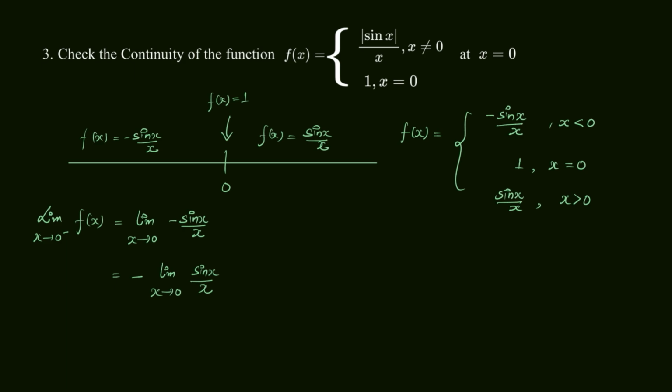Now as you know, from class 11 we have a formula that limit x tends to 0 sine x over x is 1. So here it will be minus 1. So my left hand limit is minus 1.